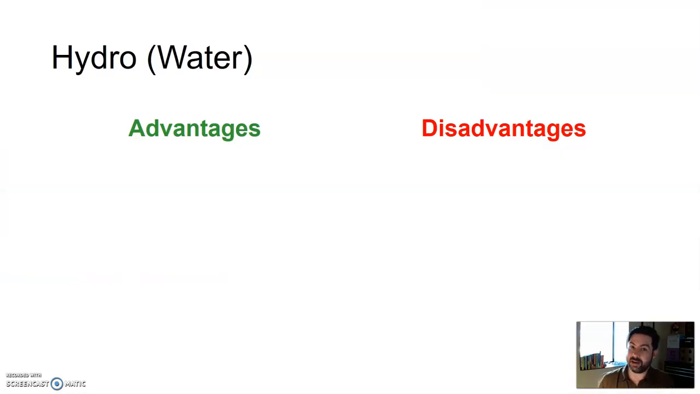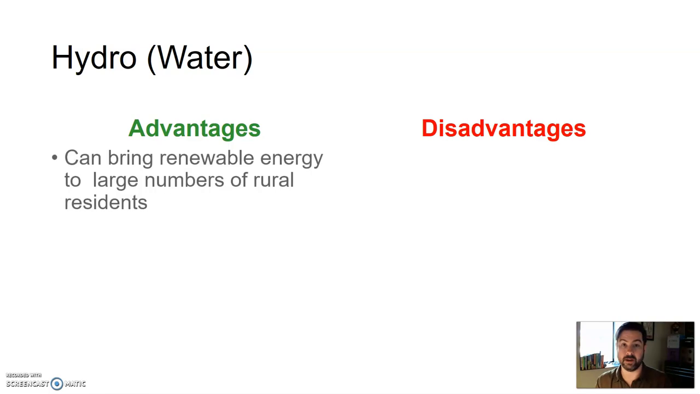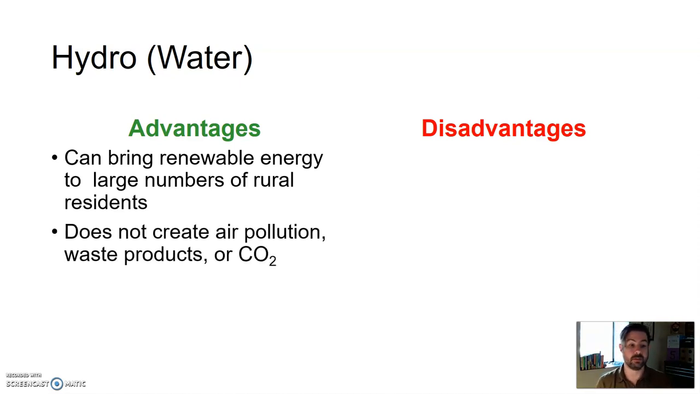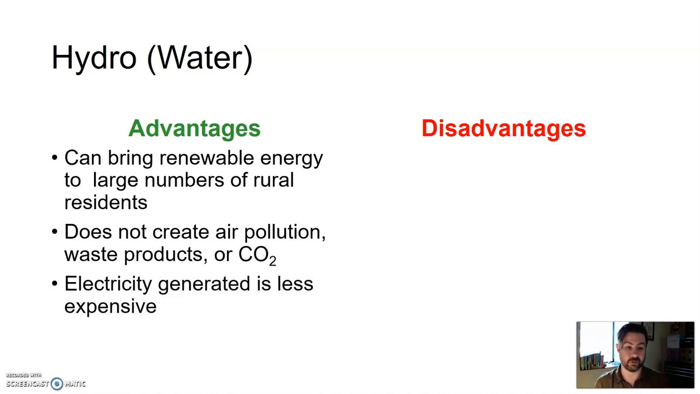So, what are some advantages and disadvantages of utilizing water as an energy source? Well, you can bring renewable energy to a large number of rural residents, especially along coasts, obviously. It does not create pollution. It does not create waste products. It does not create CO2. Electricity generated is typically less expensive than some of those other alternative ways of generating electricity. Hydro is much cheaper than nuclear, much cheaper than solar. Can be much cheaper than wind, but I think that's changing.